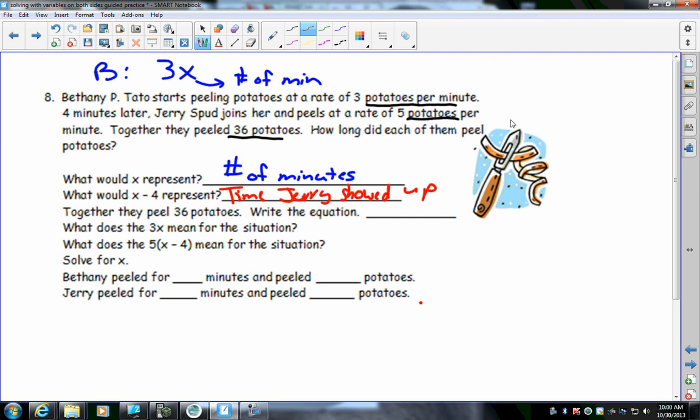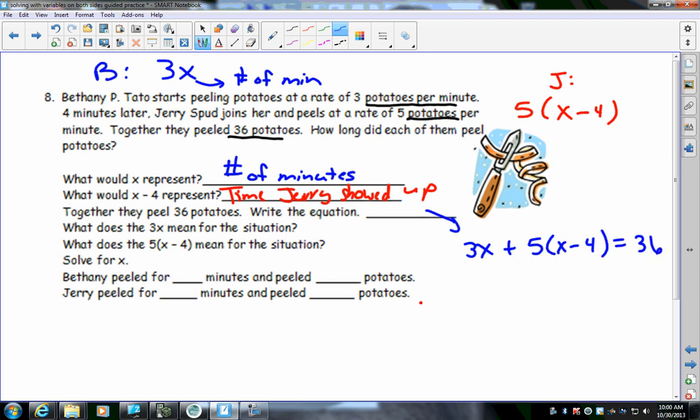So Jerry is 5 potatoes per minute. But see, X minus 4 is what we have to use for Jerry. Jerry didn't start when Bethany did. So this is Jerry. So now to write your equation, I'll have to write it over here. Bethany plus Jerry equals 36 potatoes. They peeled 36 altogether.